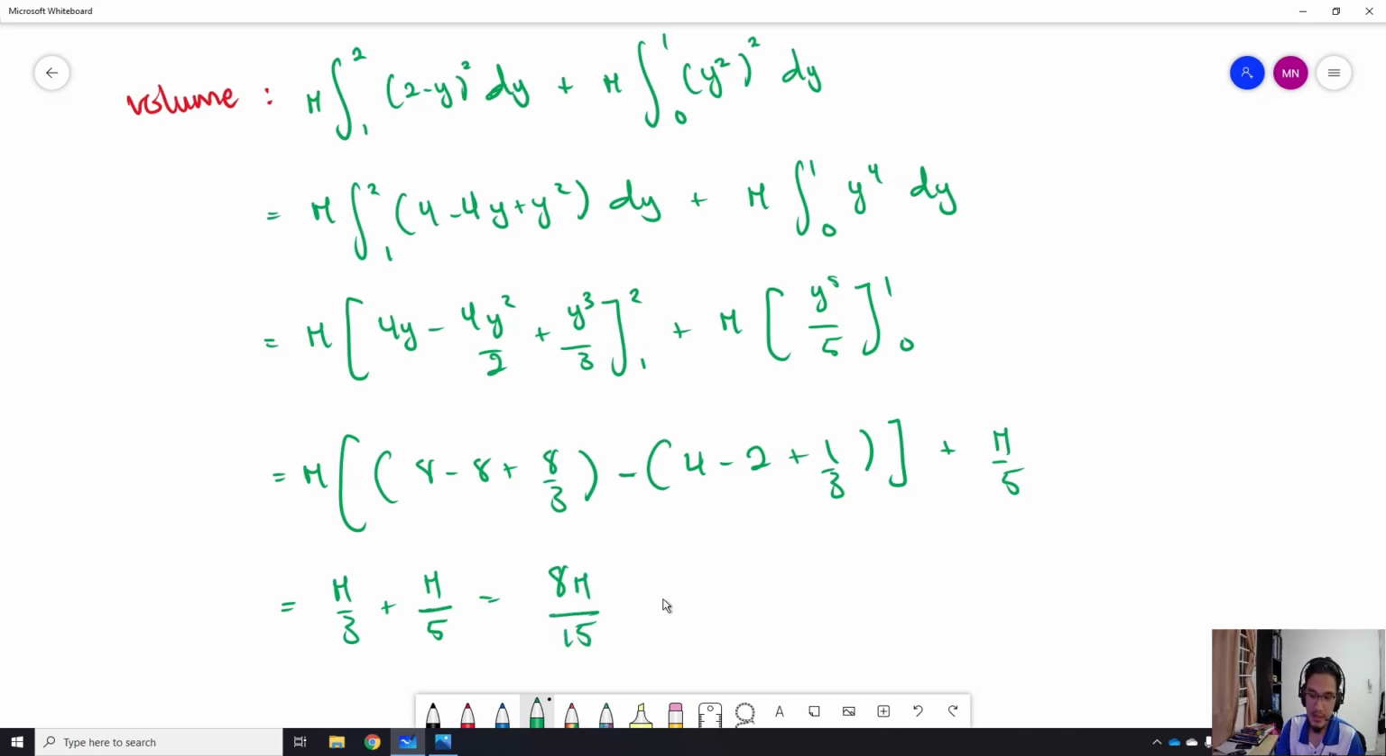So that is our answer for the volume generated, and don't forget to write down the unit to the power of 3. So that's all for this chapter of integration. That ends the topic until the volume generated.